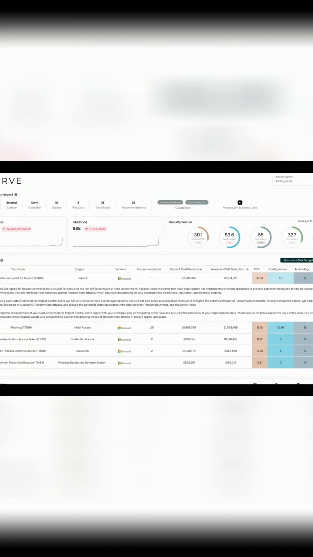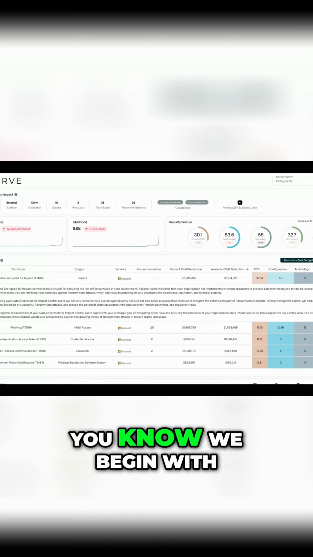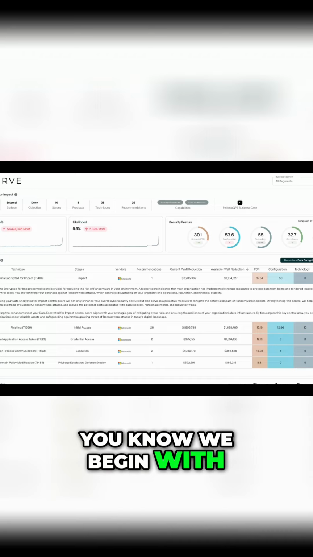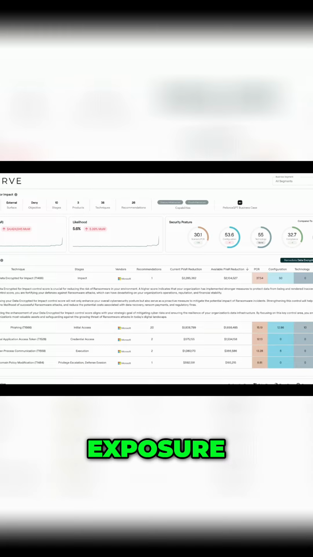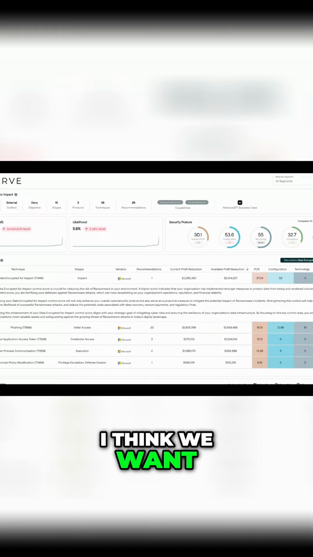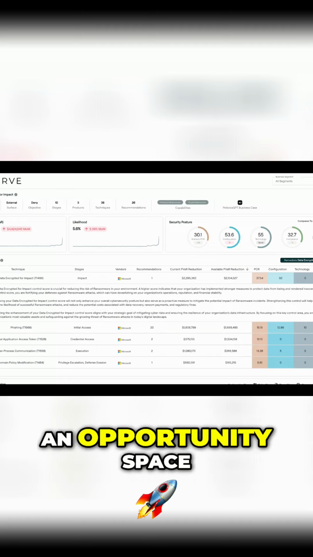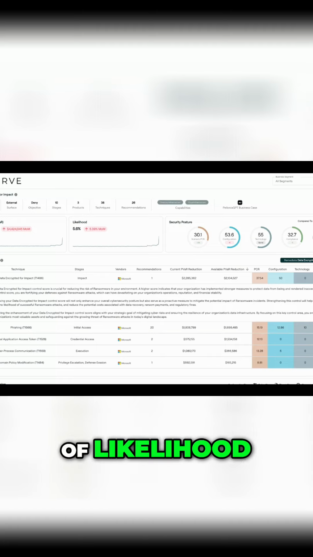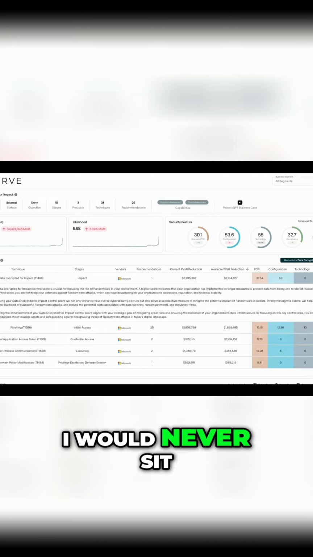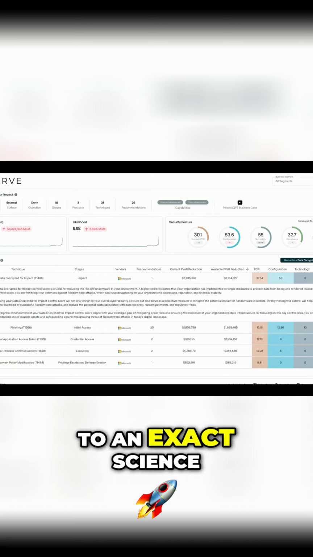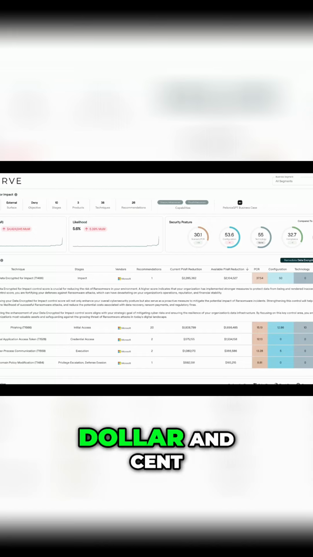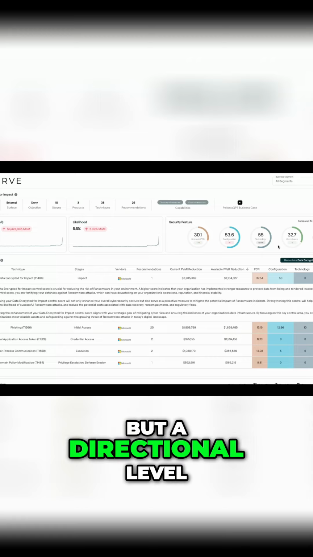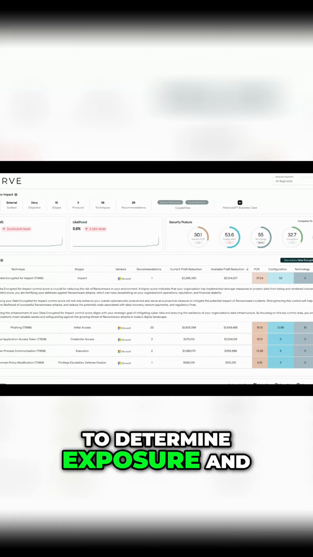So for us, we begin with exposure. And for risk exposure, I think we want to stomp the idea that exposure is an opportunity space, right? There's an opportunity space that bounds the totality of likelihood. It's not a hard number. I would never sit here and say that we've got it down to an exact science where we can carry down to the last dollar and cent, but ballparking makes sense, directional but level, to determine exposure and that opportunity space.